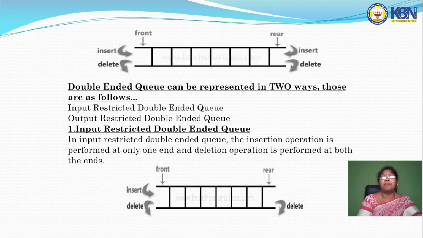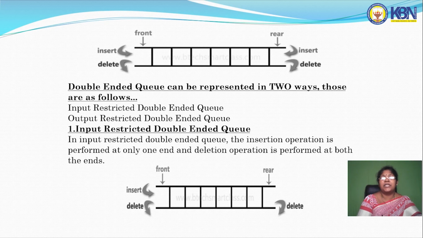See in the picture, insertion and deletion. But in the second picture, the input restricted double-ended queue, we can add anywhere, but we should give input one way only. So here I am inserting in the front, and I can delete the element in front and rear. We call it an input restricted double-ended queue. So we give input at the front only, and we can delete the element at both ends, the front end and the rear end.